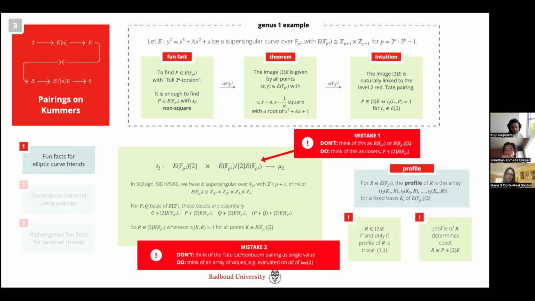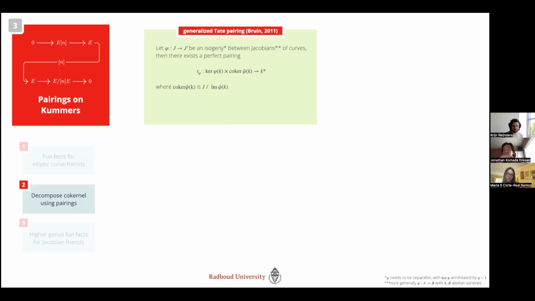Now, this will be a bit of an information overload, because now I will go do this for a much more general case, and you might get a bit lost here. But hopefully, when I go back to the genus 2 case, we come back to some fun facts, and it becomes slightly more concrete again.